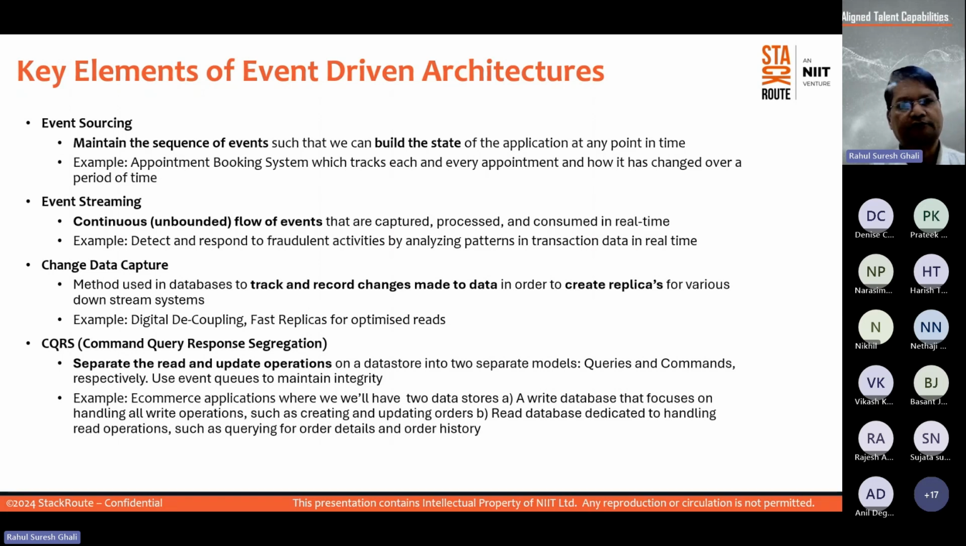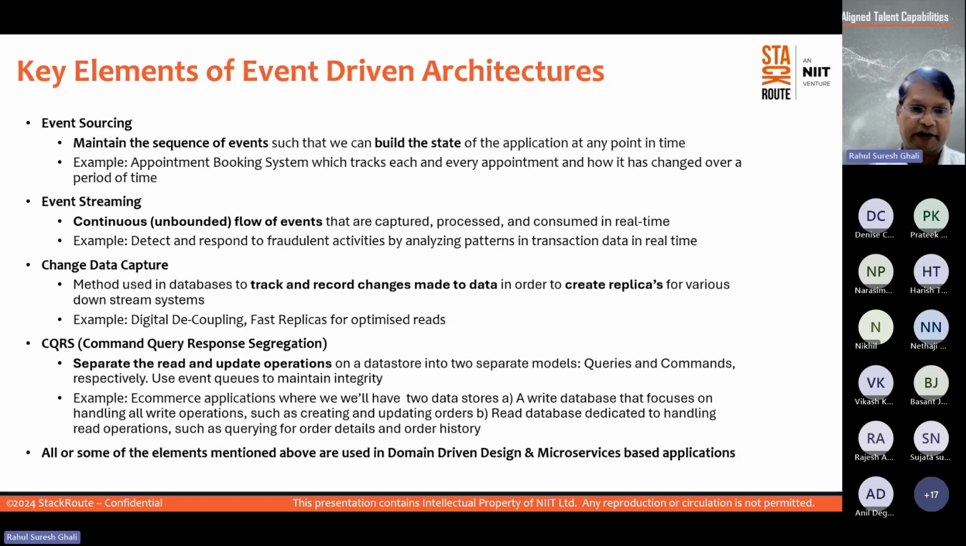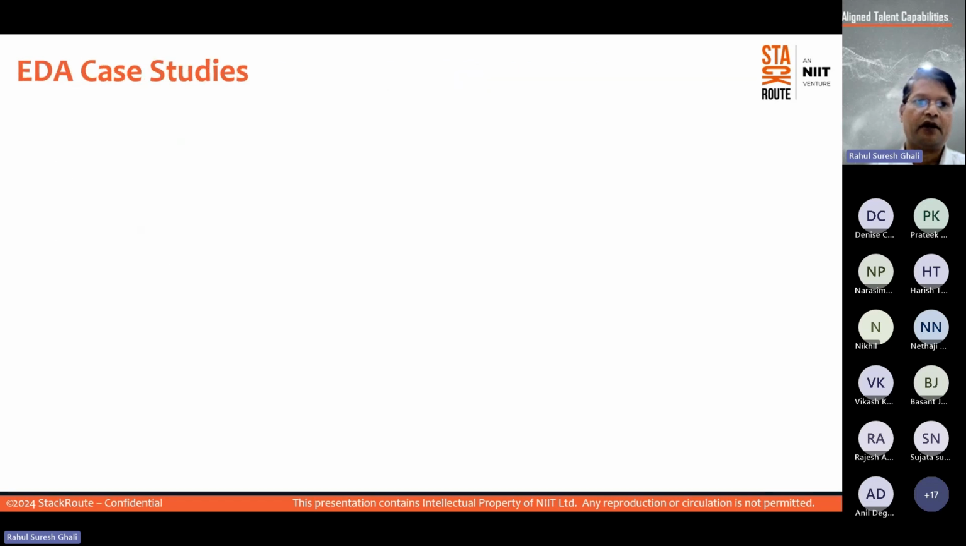So these are the principles that I have found useful when I have seen practical implementations of event-driven architectures, right? Now, over the next 15 minutes, I'm going to walk you through certain real-life case studies. I'm going to essentially walk you through 3 case studies on EDAs, where I have used all of these. And by the way, all of these elements mentioned above are used in domain-driven designs and microservices-based applications, which Mr. Degvikar also talked about, right? So let us look at some of these case studies.